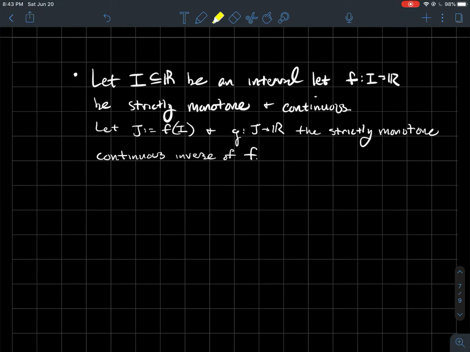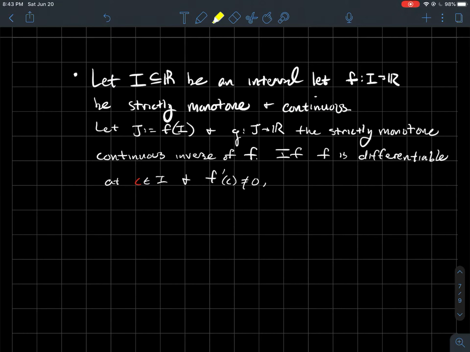And instead of f inverse, it's a lot of baggage, I'm just going to refer to it as g. So g will be the inverse of f. And so g is a function that goes from J to the real numbers, and again, we know that g is also strictly monotone. So remember, if f was increasing, then g is increasing as well, and if f's decreasing, then so is g. And also, if f's continuous, then g should be continuous as well.